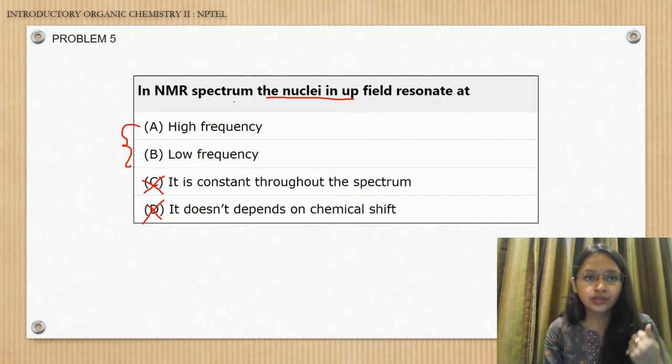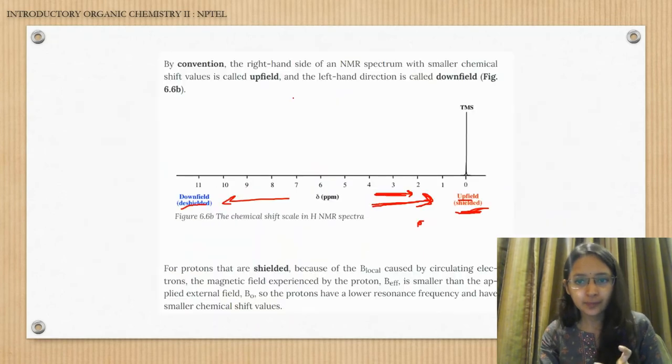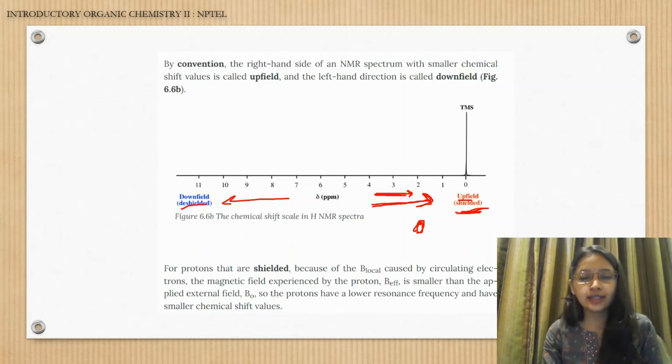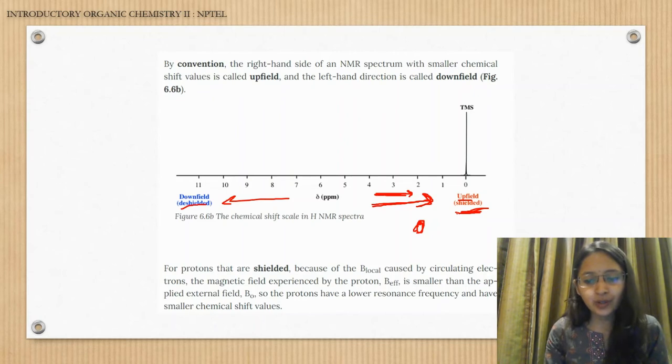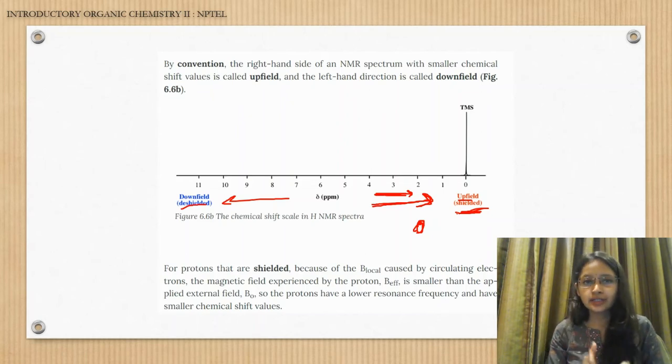Now in NMR spectrum, the nuclei in upfield resonate at. If a nuclei is resonating at an upfield value, then the chemical shift value is low. And I have talked about that if the chemical shift value is low, then the nuclei is resonating at a lower frequency. If you give a low frequency to the nuclei, it will resonate at that frequency. Is it clear or not? Just tell me.